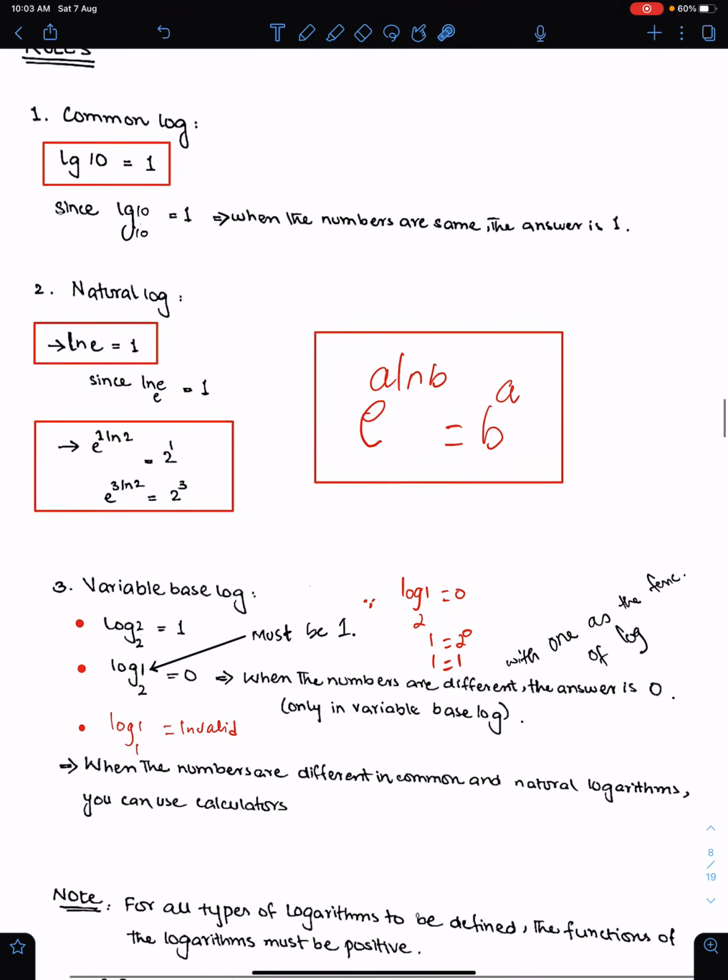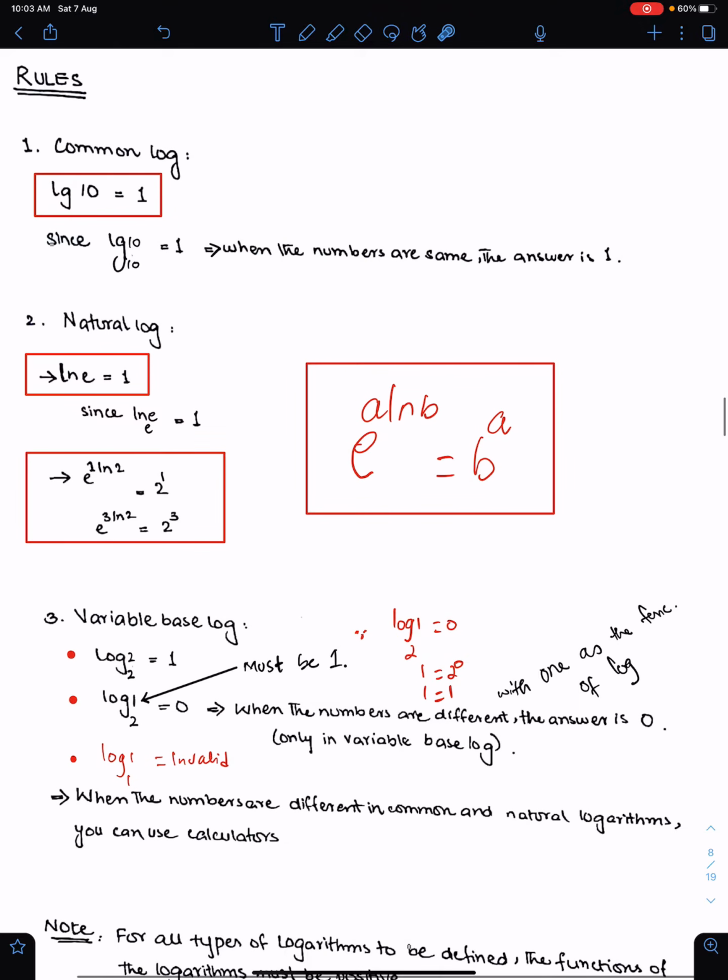For variable based logs, there are two important rules. Number one, same numbers, answer is always 1, like here and here. But for this second rule, make sure this number must be 1. And this could be any number except 1. Any positive number except 1. The answer will always be 0.